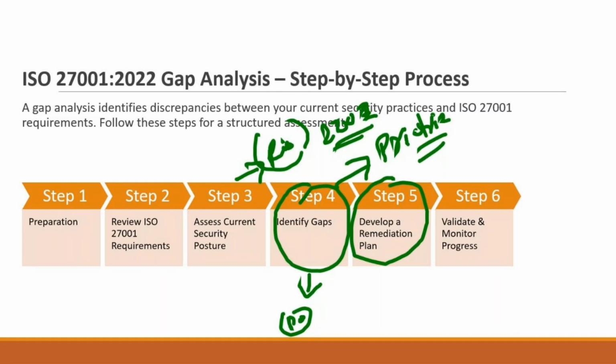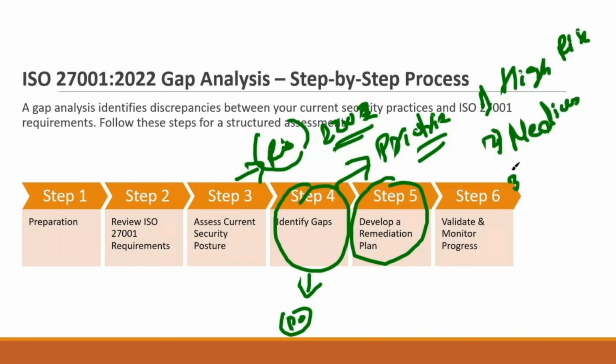Okay, so I will be categorizing those gaps in the form of three. First will be my high risk, second will be my medium risk, and third will be my low risk. Okay, high risk: let's suppose this company is not doing a backup, there is a weak access control, so this will be sitting in my high risk area.